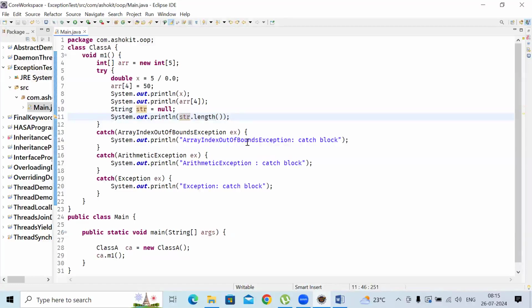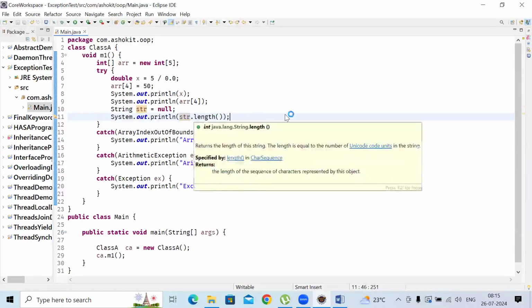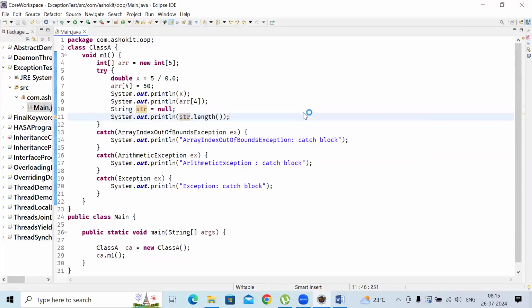No. Understand? We cannot perform any operations on the null object. Null. On the null object. Did you get my point, guys, everyone? Yes, sir. Okay. I'm asking the other guys also. Yes, sir. Got it.